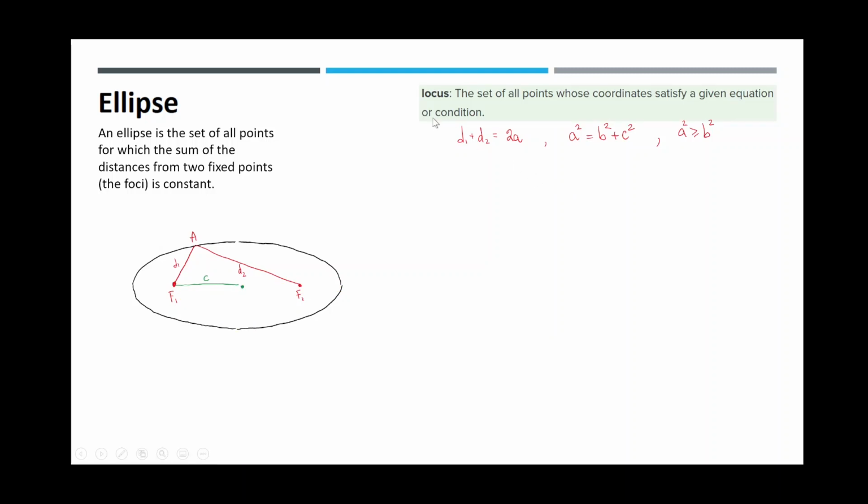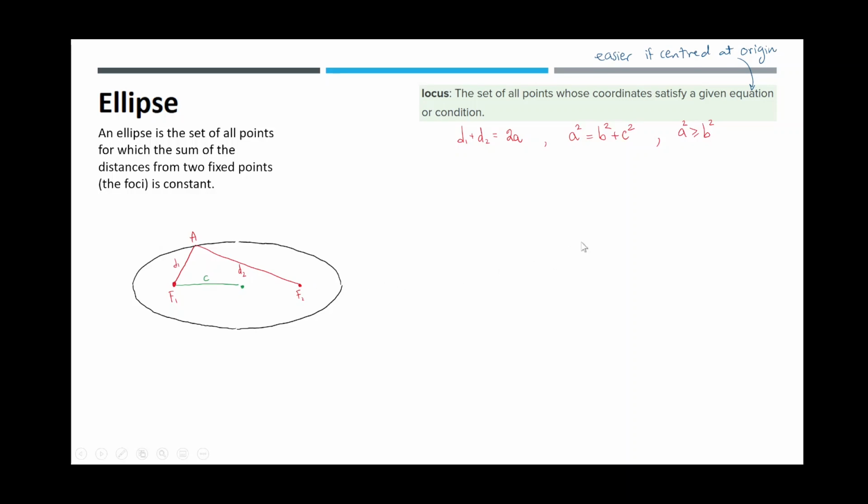Now, what is left? We need to talk about the locus for the ellipse. Remember, the locus is a set of all points whose coordinates satisfy a given equation or condition. So the condition is provided here. We want to transfer this condition to an actual equation using x's and y's for a random point on the ellipse. Remember, an ellipse is defined to be a set of points, so this is one of the points that I drew here, for which the sum of distances from two fixed points, the foci, is constant. So this d1 plus d2 is always going to be equal to 2a, where a is from the center to the outer vertex.